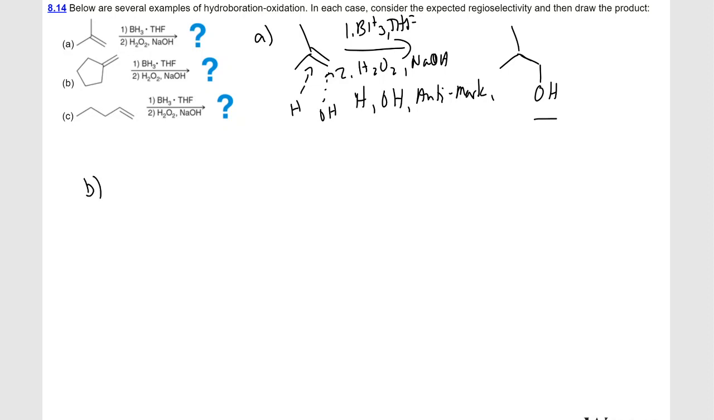So for B, we've got this product, okay? We added H and OH, anti-Markovnikov. And for C, we've got this product. And none of these formed a chiral center.